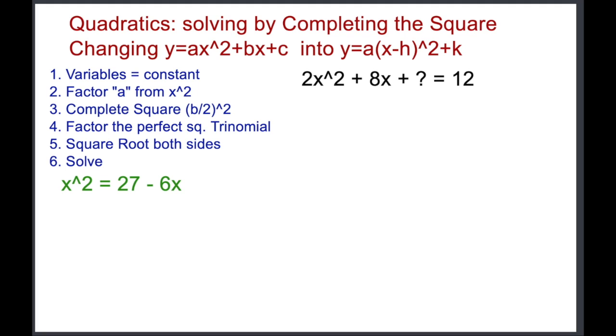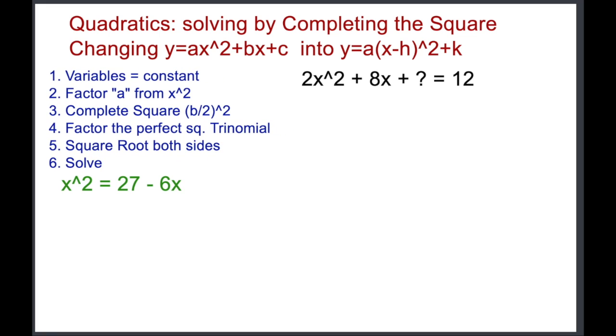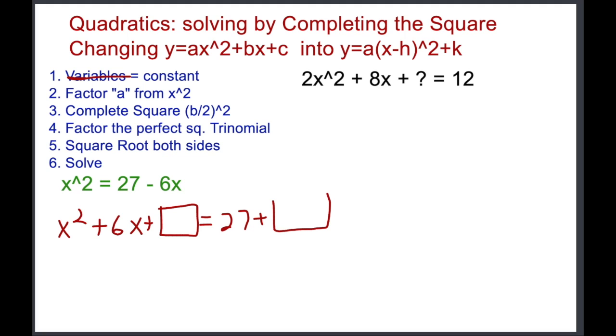So the first thing I'm going to do, we're going to start on the green problem here, the one on the left, and we're going to bring all of our variables over to the left side. Variables to the left side. So that means I'm going to bring the 6x over to the x squared. And I'm going to leave the 27 right there. Now I'm going to try to figure out what completes the square here. What goes in this box? I'm also going to put a box over here because I have to balance this problem by putting the same number on the other side.